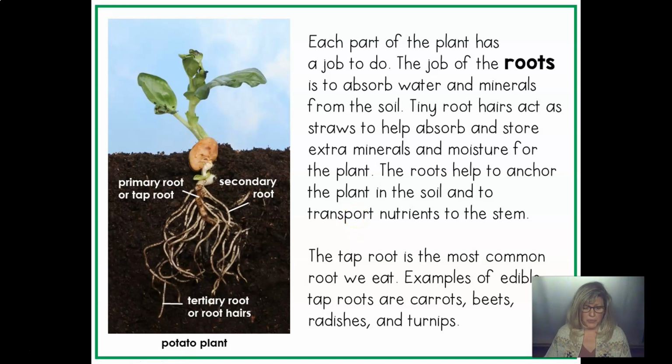The taproot is the most common root we eat. Examples of edible taproots are carrots, beets, radishes, and turnips. Which of any of those do you eat?